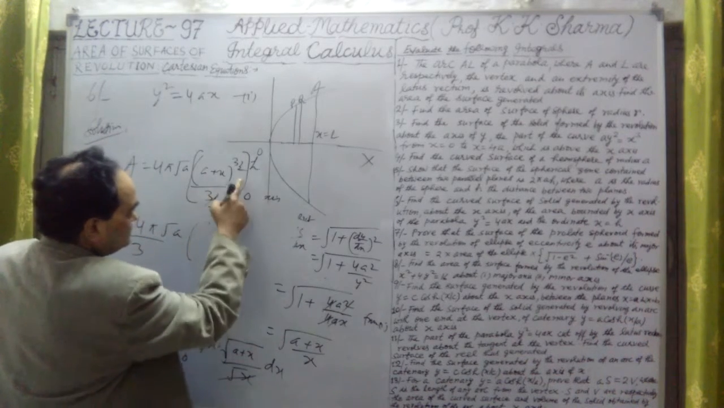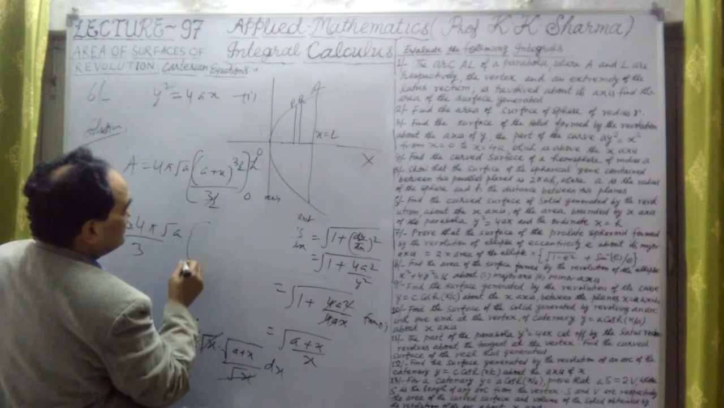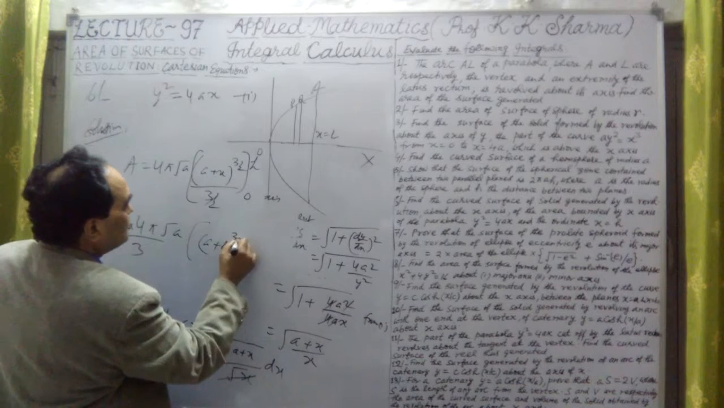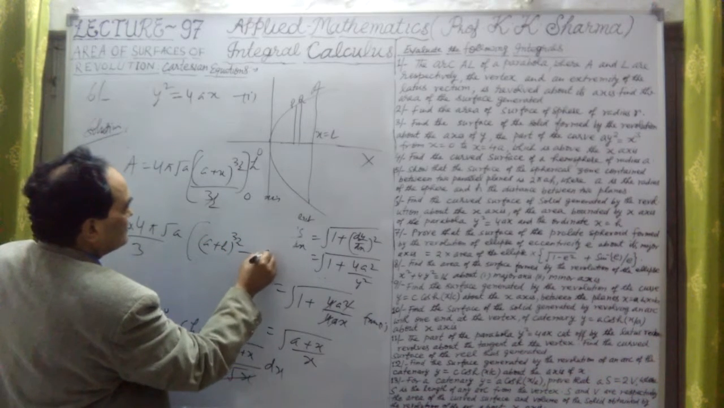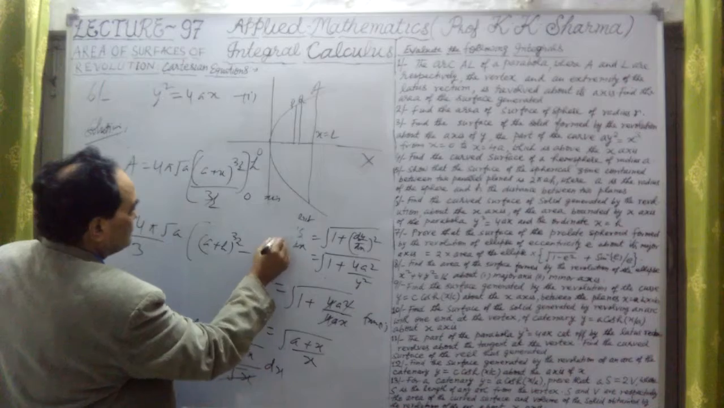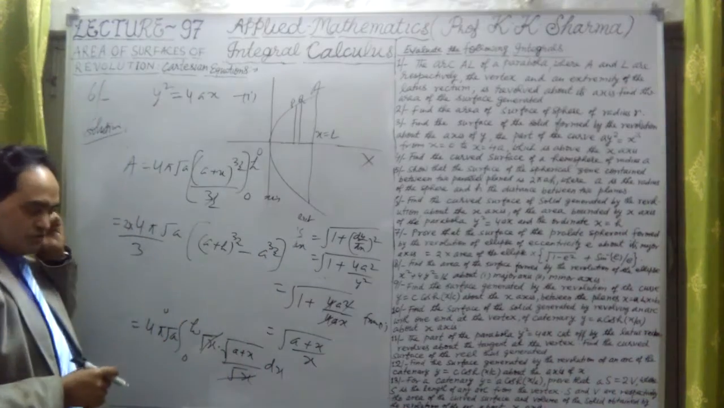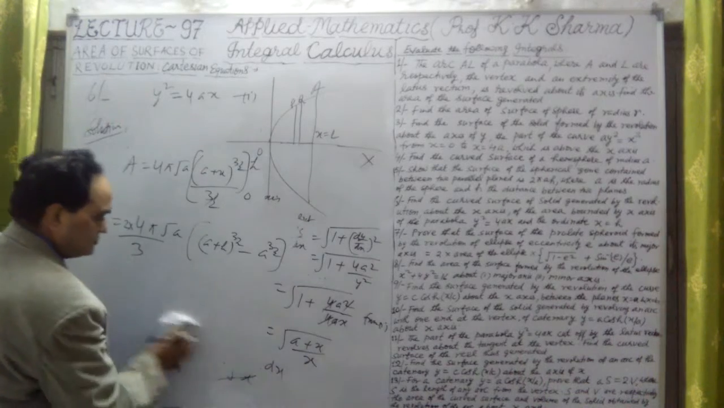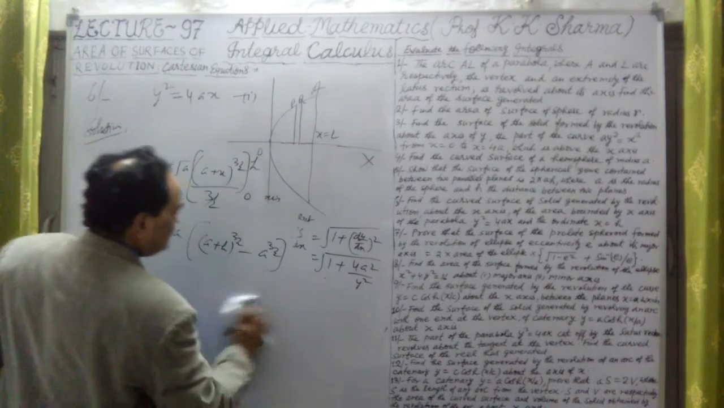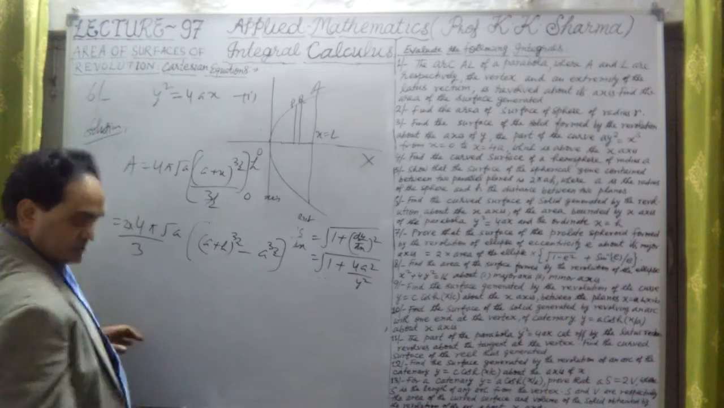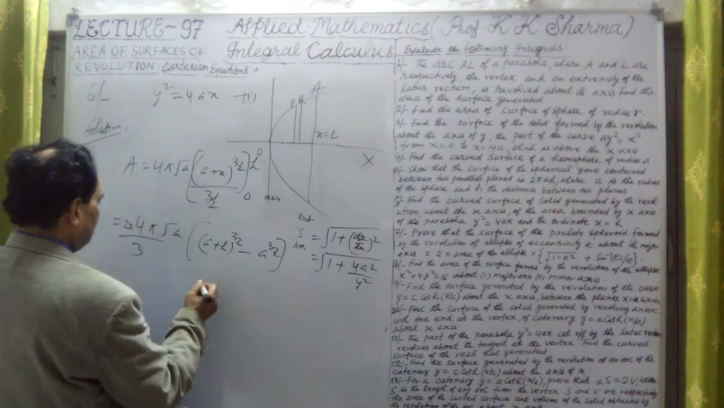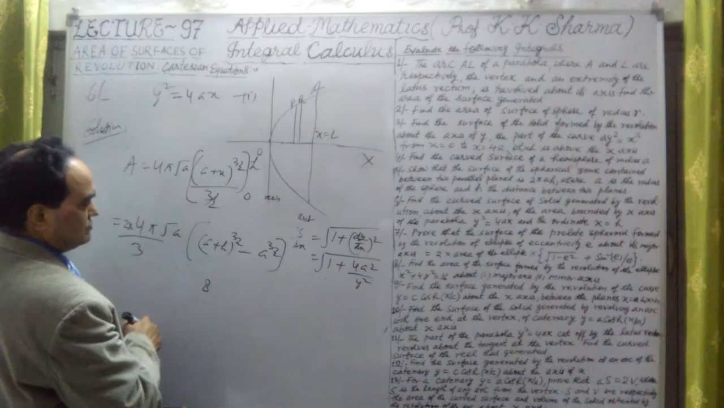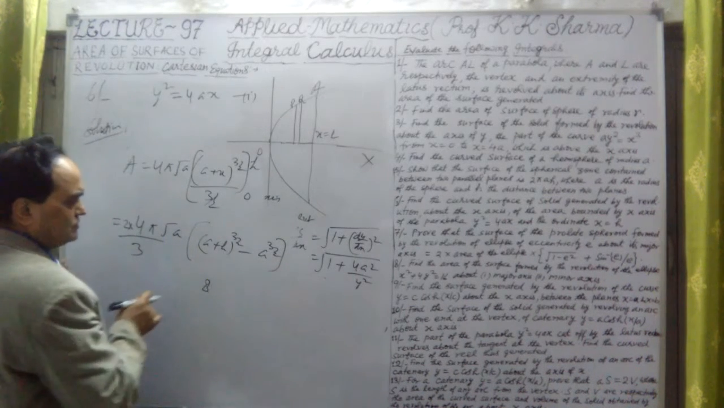Now, if I substitute the limits h, it will be (a plus h) whole power 3 by 2 minus a whole power 3 by 2. This is the value here. But h cannot be eliminated. So finally, this is 8 pi by 3 under root a. If I take it common, this can also be resolved.